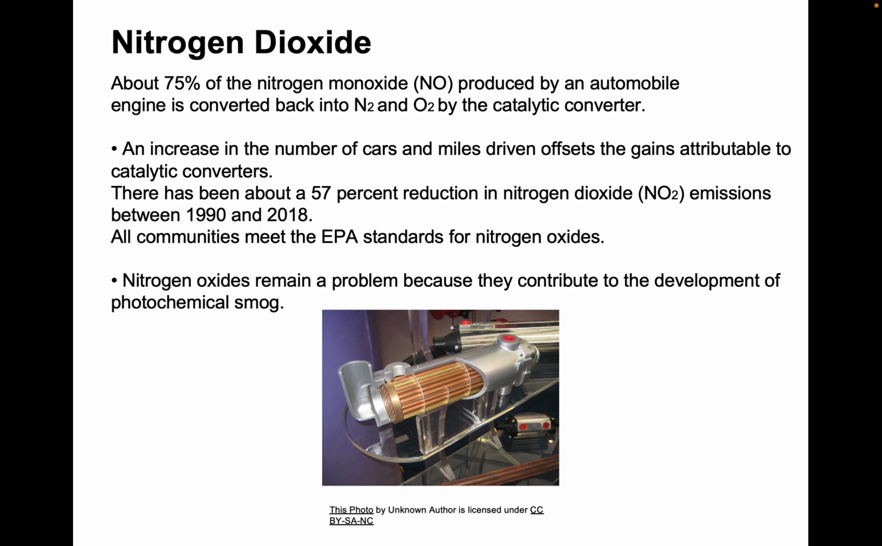About 75% of the nitrogen monoxide produced by an automobile engine is converted back into N2 and O2 by the catalytic converter. An increase in the number of cars and miles driven offsets the gains attributed to catalytic converters, however. There's been about a 57% reduction in nitrogen dioxide emissions from 1990 to 2018. All communities meet the EPA standards for nitrogen oxides now. Nitrogen oxides still remain a problem, however, because they contribute to the development of photochemical smog. And this is a picture down here of a catalytic converter if you've not seen one.